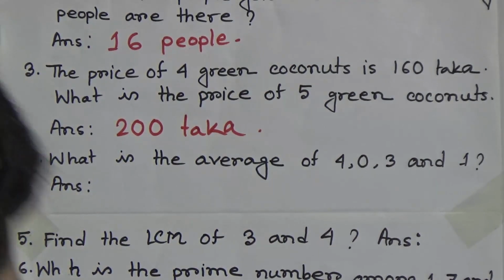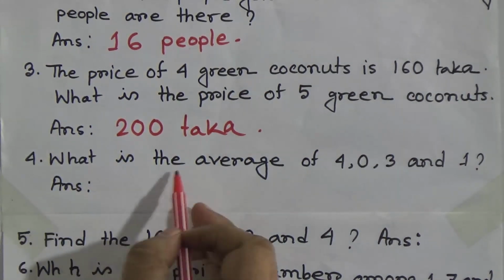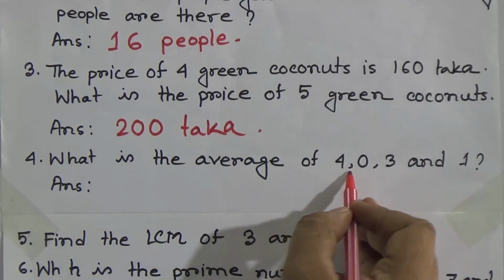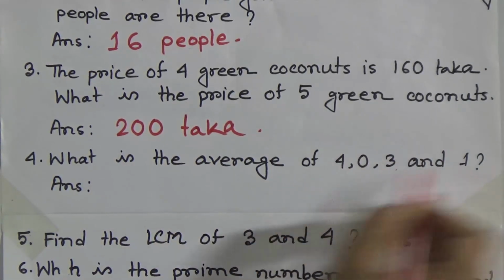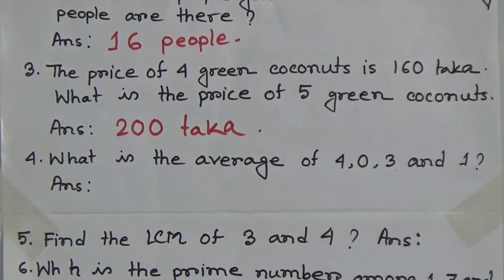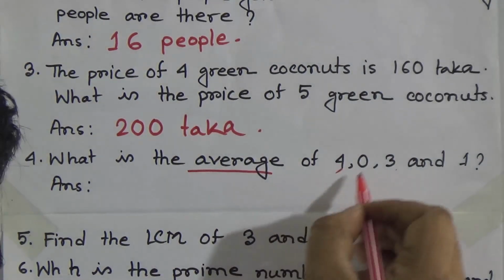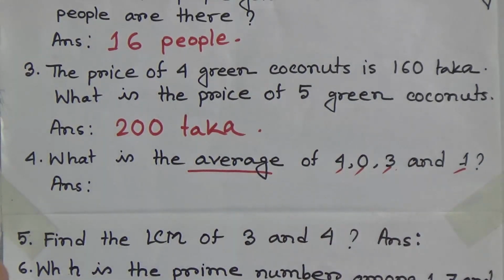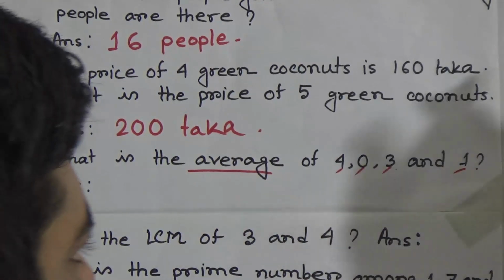My dear student, notice here: what is the average of 4, 0, 3 and 1? What is the formula of average? The average formula is average equal to sum of data divided by number of data. So here notice, how many data are there? 1, 2, 3 and 4. So there are 4 data.